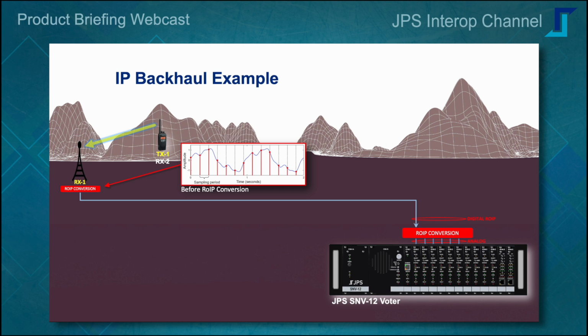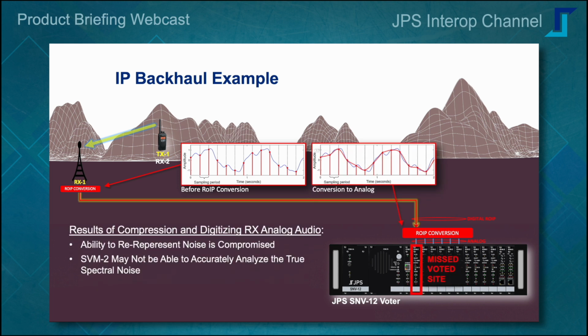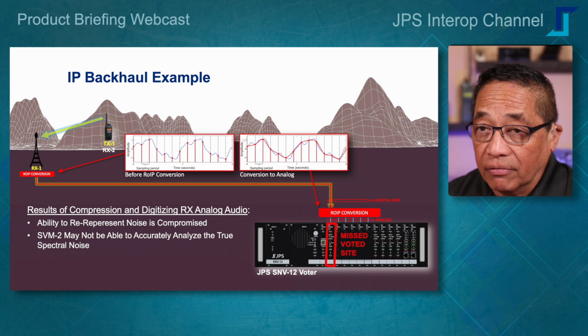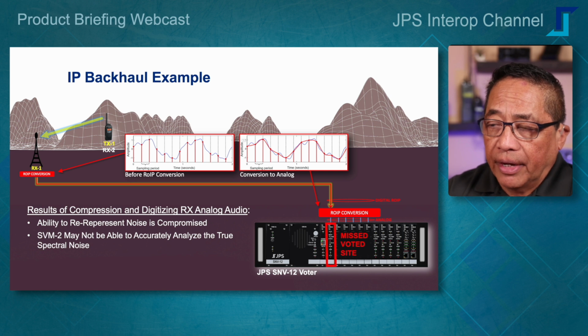Whether you're using a MULA vocoder or other compression algorithms, we have to sample the analog audio and then turn that into digital information. We deliver that over the network in the form of RoIP, and again, hopefully recover that at the voter end, the head end, and convert that digital information back into analog information. A lot of times the effects of the compression don't fully represent the quality of the audio being received at the voter, and sometimes noise is misrepresented, which then equates to misvoting.